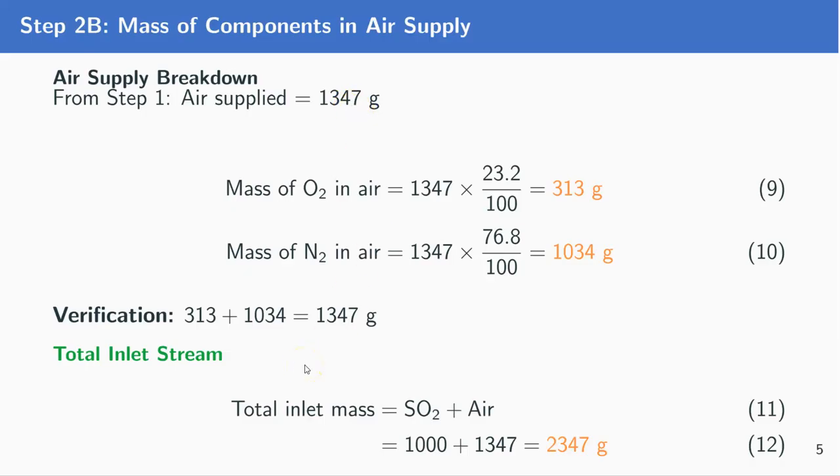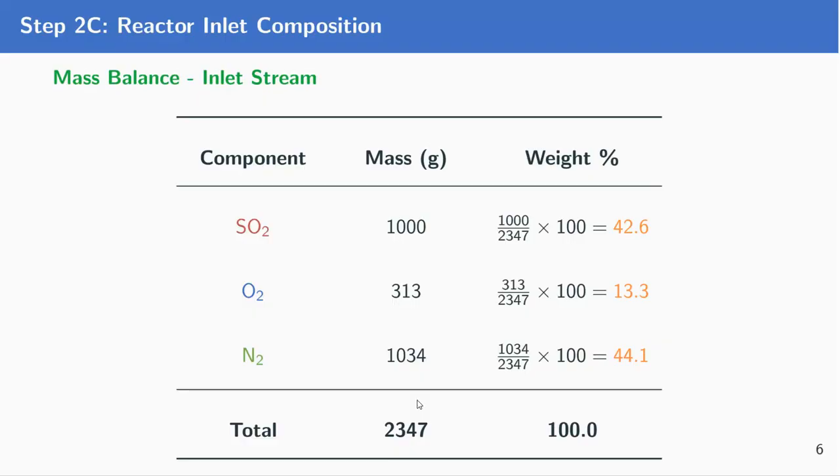Now the total inlet stream. Total inlet mass is sulfur dioxide plus air. We took sulfur dioxide as 1 kg, meaning 1000 gram, and air is 1347 gram. So total is 2347 gram. Now step 2c gives us the inlet composition by weight. So we have 1000 gram SO2, 313 gram of oxygen and 1034 grams of nitrogen, totaling 2347 gram.